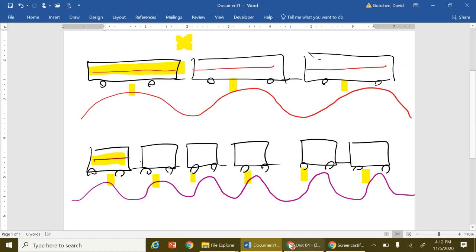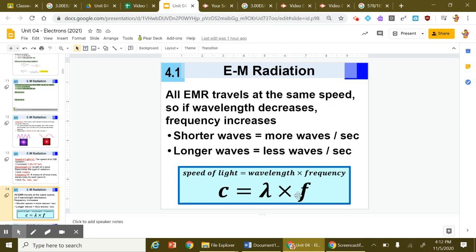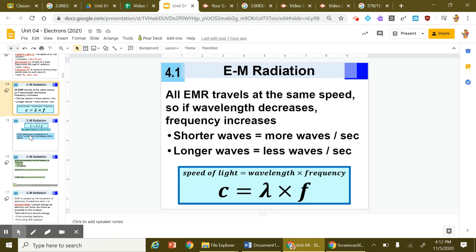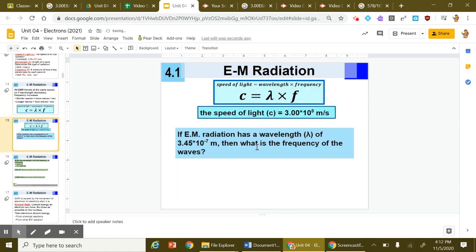All right? And that's how this formula comes about. If you take the wavelength, which is like the length of a train car, and multiply it by how many train cars you see pass by every second, you will always get the same value, which is the speed of light. So this is actually a pretty easy algebra equation, all right? So let me do this sample problem right here.